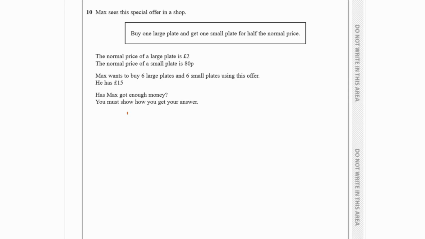We know that the normal price of 1 large plate is £2, and we know that the normal price of a small plate is 80p. However, if Max uses this offer, he will get the small plate for half of the price, which is a half of 80p, and a half of 80 is 40. This would be the price if he used this offer to buy 1 large plate and 1 small plate. However, Max wants to buy 6 large plates. So if 1 large plate is £2, 6 plates will be 2 times 6, which is equal to £12.